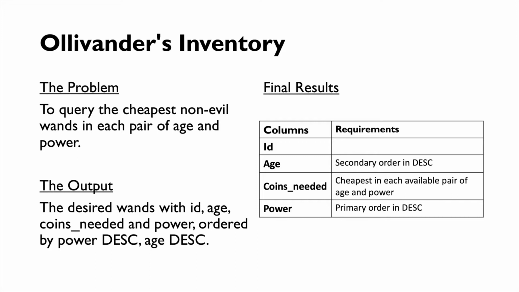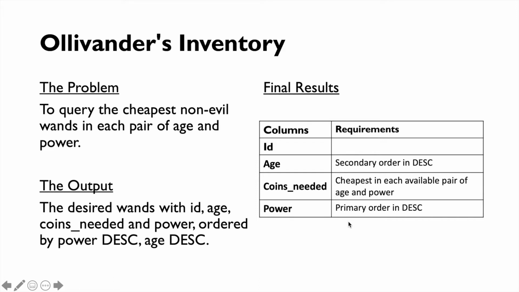The problem asks us to query the cheapest non-evil wands for each pair of age and power. The output would be the desired wands with their ID, age, coins needed, and power. And we need to order by the power in descending order, and in the case of the same power, we should order the age in descending order as well. So the final results will look like this, with the requirements applied.